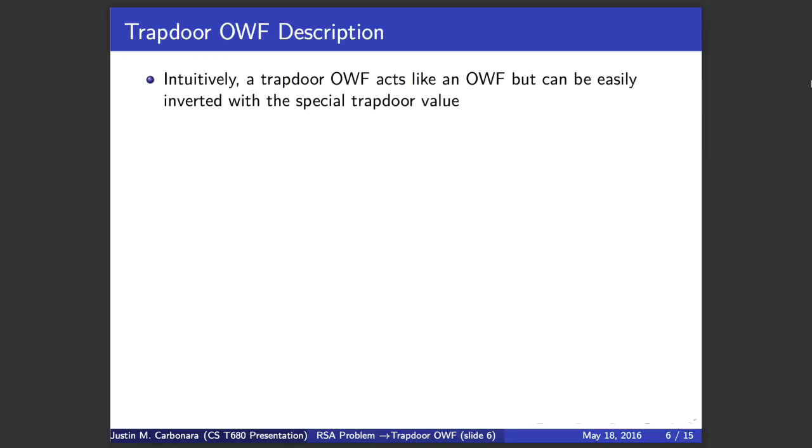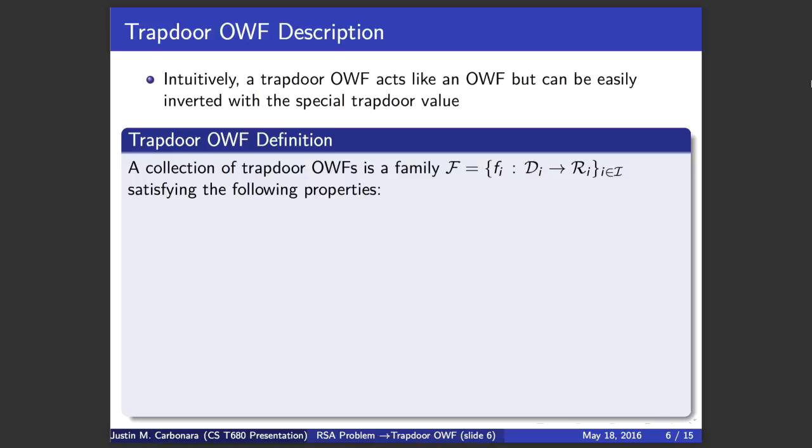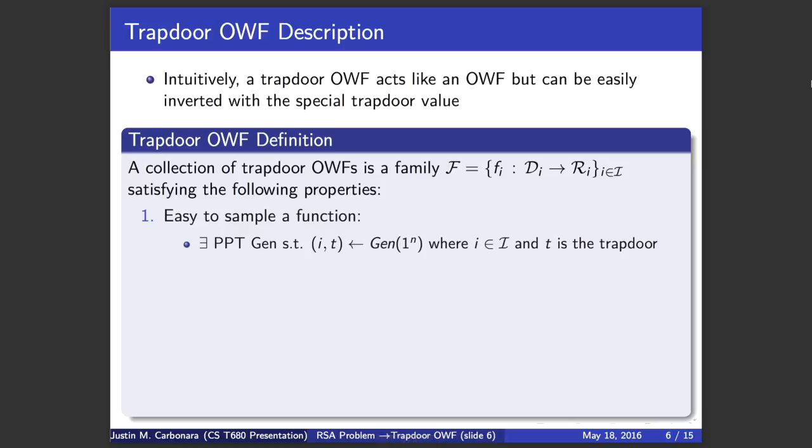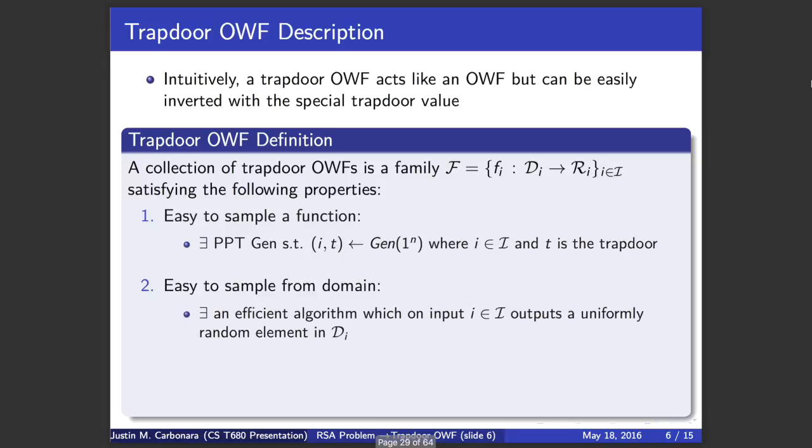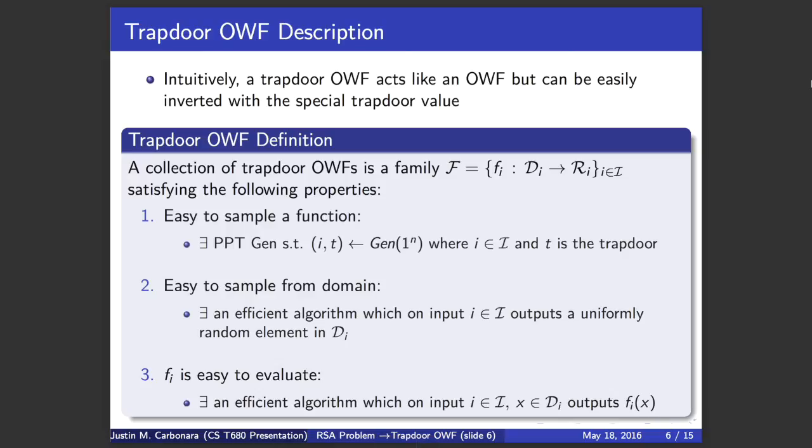Intuitively, a trapdoor one-way function acts like a one-way function, but it can be easily inverted if you have the special trapdoor value. Formally, a collection of trapdoor one-way functions is a family of functions that satisfy the following properties. It's easy to sample a function. It's easy to sample from the function's domain. The function itself is easy to evaluate.